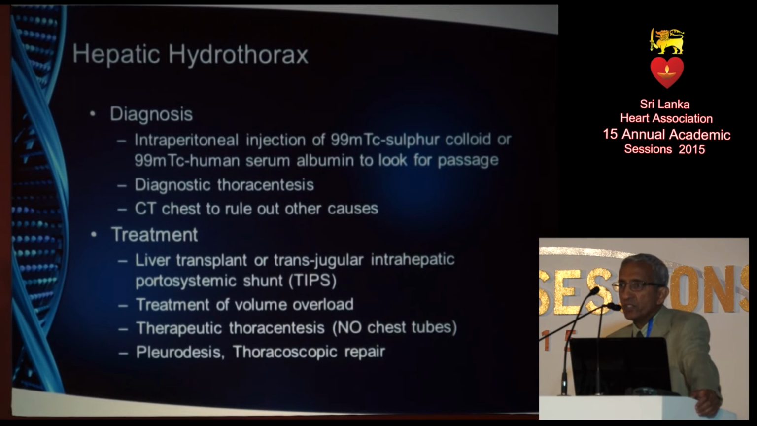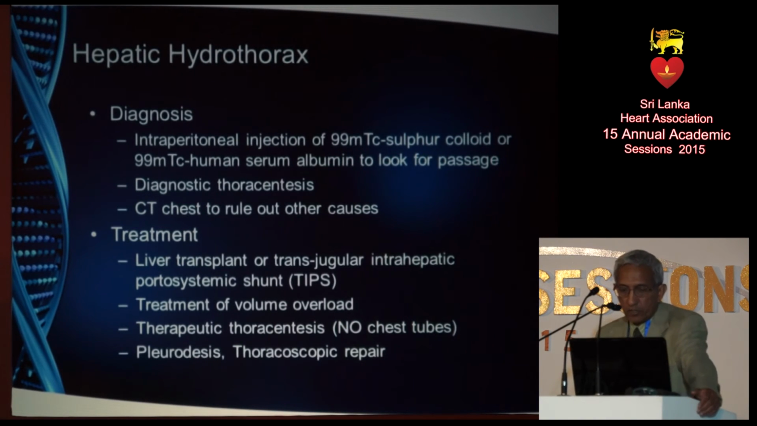How do you diagnose it? It's by intraperitoneal injection of technetium labeled colloid or albumin, and then finding that that has gone through the diaphragm back onto the chest cavity. You may end up having to do diagnostic thoracentesis, CT chest, and so on to rule out other primary causes.